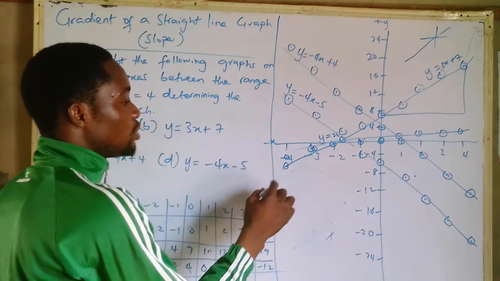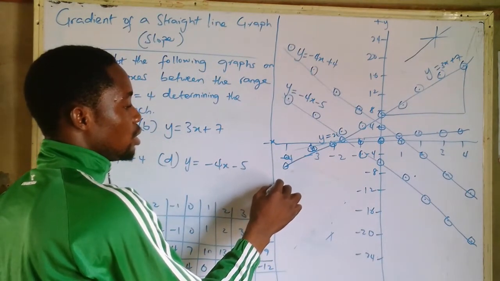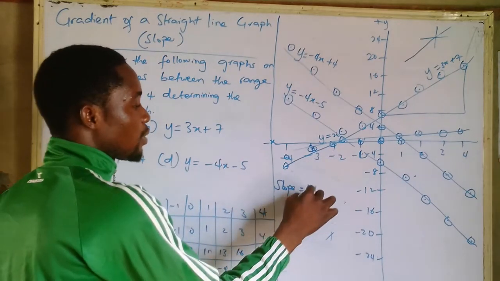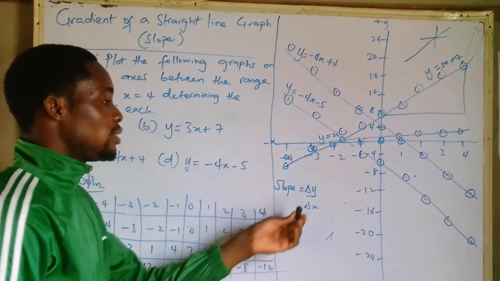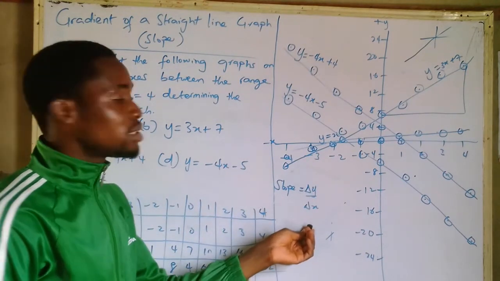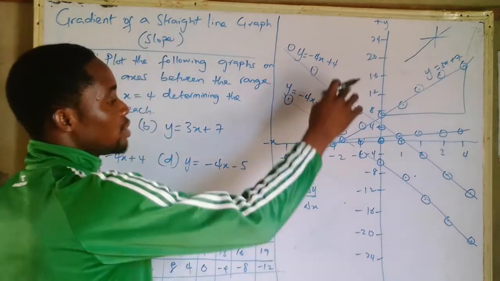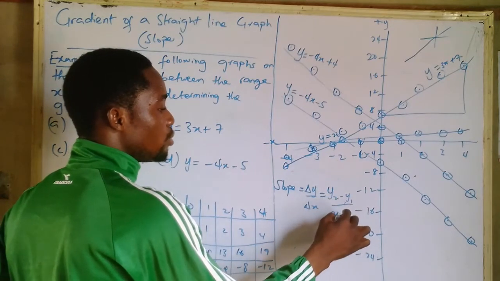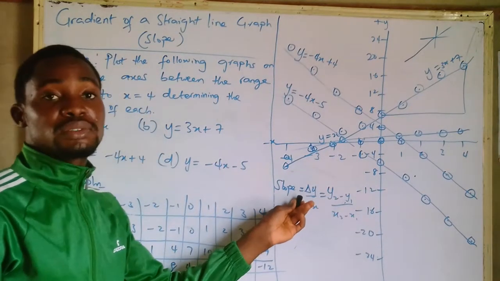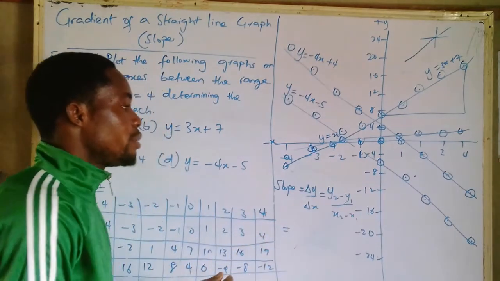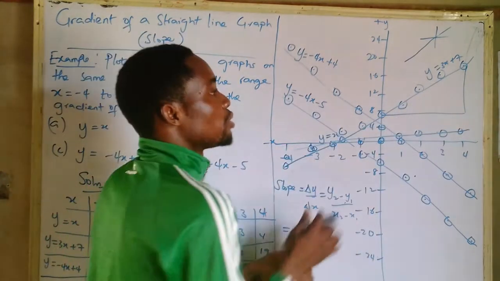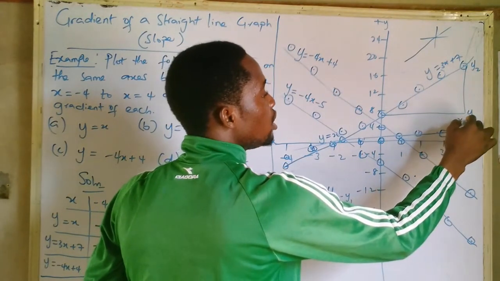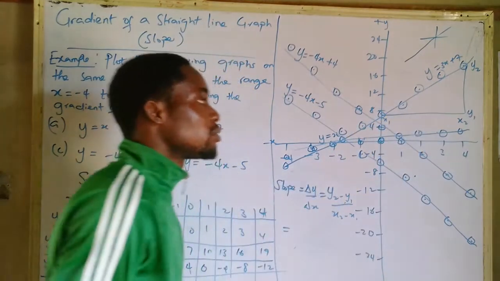So the gradient formula is going to be what? Gradient or slope formula is change in y over change in x. That's change in the vertical axis over change in the horizontal axis. So what is on my vertical axis? That's y. Okay? And this is the same as y2 minus y1 over x2 minus x1. That's the meaning of this change. Then from there, my y2 will be up here, my y1 will be down here, my x2 will be here, my x1 will be here.